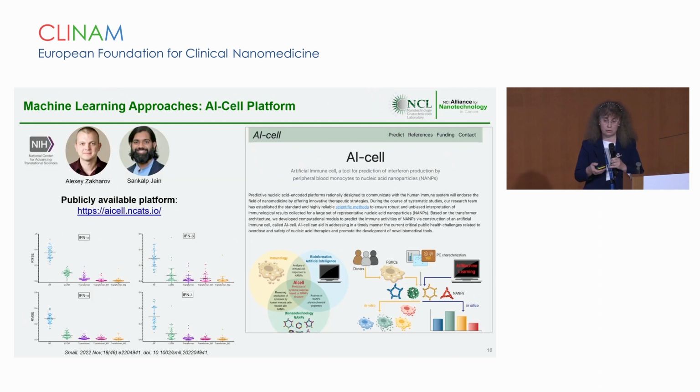So this is not enough. We made one step forward. Sankalp joined the team, and in addition to random forest, he used other algorithms, including the popular these days transformer algorithm. He developed several modifications of this algorithm and demonstrated that transformer M2 has superior ability to predict not only interferon beta, but other types of type 1 interferon, alpha and omega, and type 3 interferon, lambda, based on the physicochemical properties. Based on this data, we created the artificial immune cell, or AI cell, platform. It is a publicly available free platform which researchers can use to input physicochemical properties of nucleic acid nanoparticles and predict interferon responses to these materials.